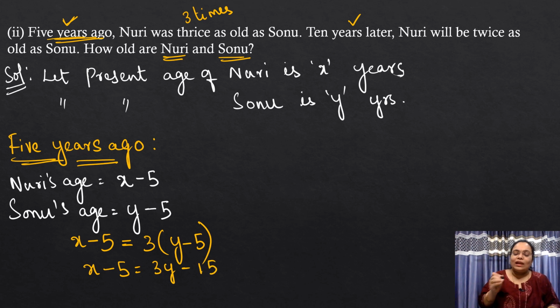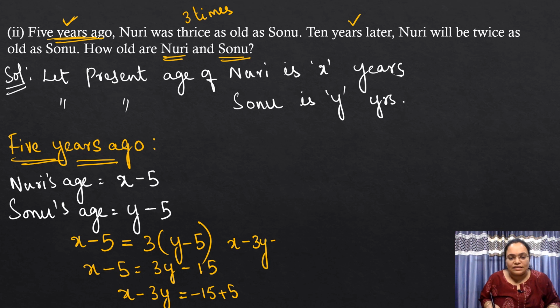Now let us get all x and y terms to one side and constant terms to the other side. You will get x minus 3y, I'm just getting 3y to the left hand side, is equal to minus 15 plus 5. I'm getting minus 5 to the RHS, which is plus 5. So what is the equation? x minus 3y is equal to minus 10. So this is our equation number 1.